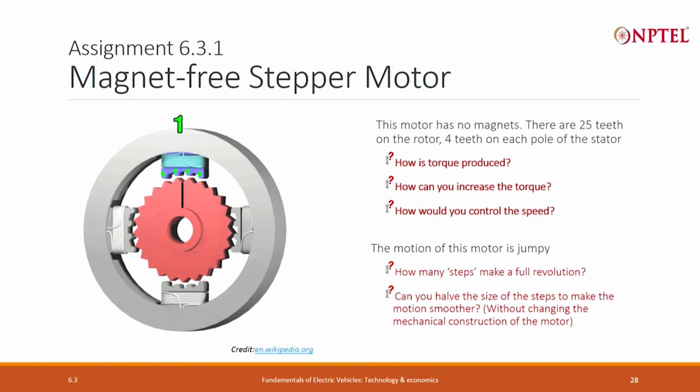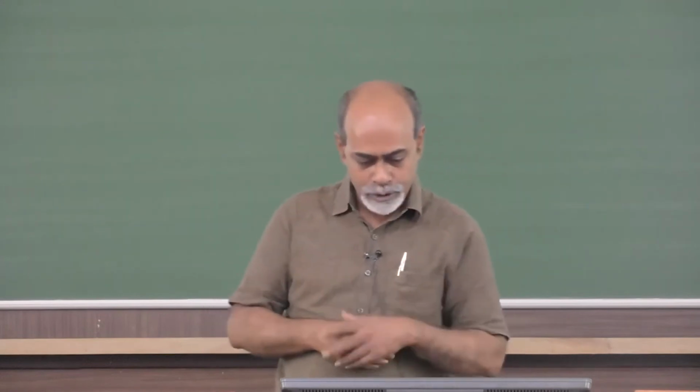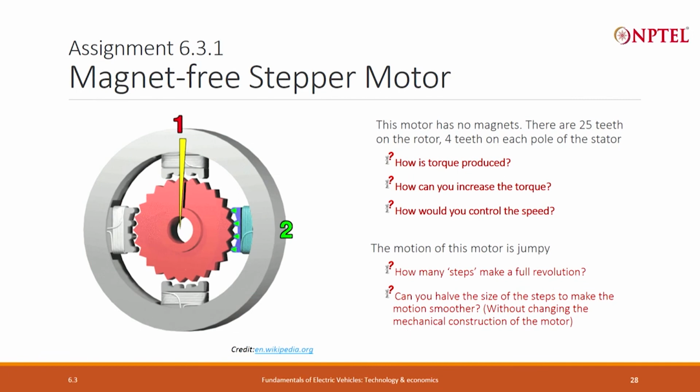But without changing the mechanical construction, if I want to make it smoother, what can I do? For example, if I can halve the size of the step in some way, meaning I have more steps per revolution, then it will become smoother. It is easy to do that if I change the mechanical construction, but without doing that, can I make it smoother? It turns out there is a way to make it smoother by halving the size. Think about it, and then you can extend that concept, if you are imaginative enough, to make it perfectly smooth if you want to. Absolutely no jumps, all that is possible.